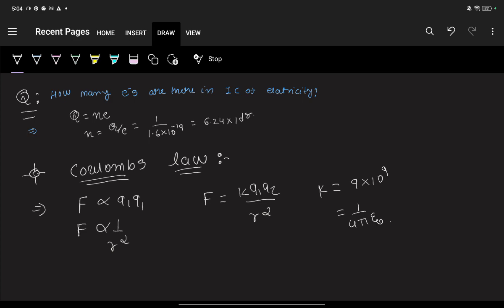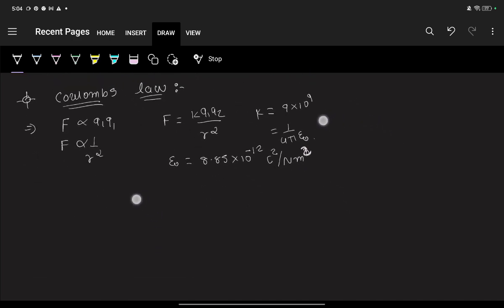where epsilon naught is the permittivity of vacuum, and its value is what? 8.854 into 10 to the power minus 12, coulomb square per newton per meter square. Okay, so this is Coulomb's law.